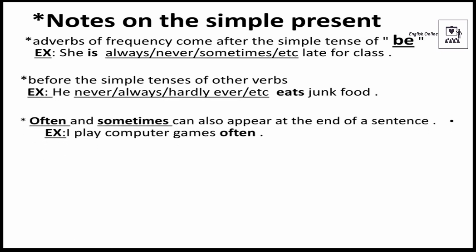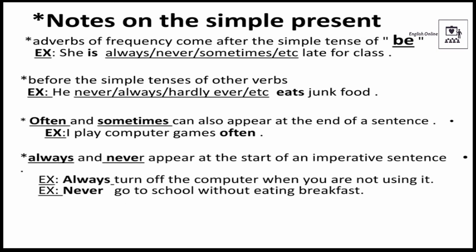Often and sometimes can also appear at the end of a sentence. For example, I play computer games often. Always and never appear at the start of the imperative sentence. For example, always turn off the computer when you are not using it. Another example, never go to school without eating breakfast.